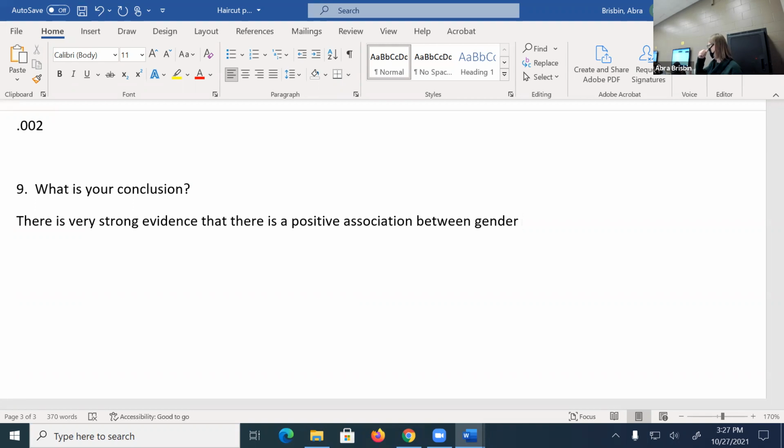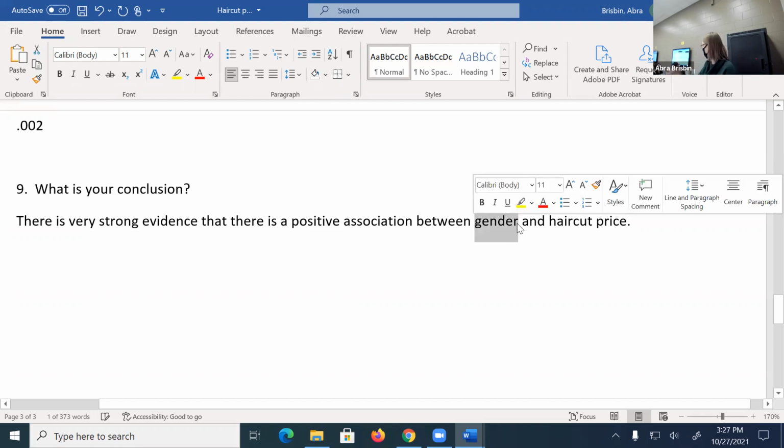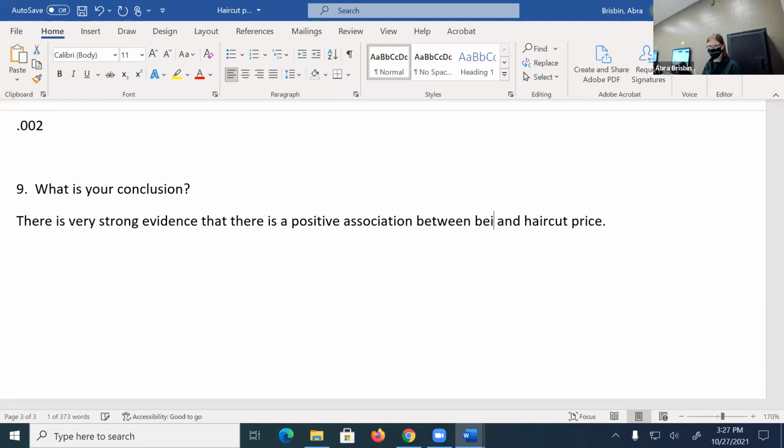Between gender and haircut price? Yeah, I think if we're saying positive association, I would probably clarify which way the association went. So I might say between being female and haircut price. Did anybody phrase their conclusion differently?